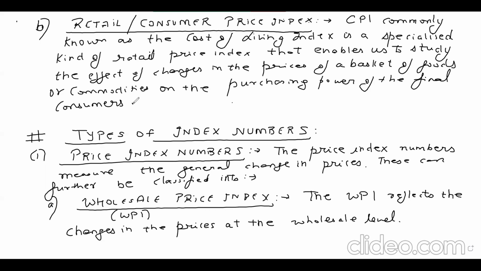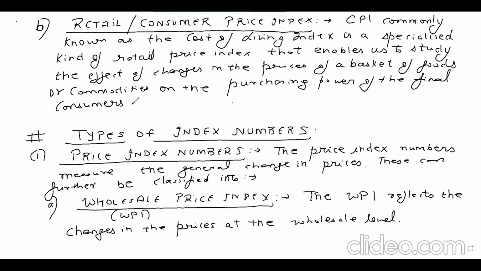Wholesale price index is when you are just looking at the price at the wholesale level. But consumer price index captures the changes in prices at the retail level. Retail level is when the product or the good is finally sold to the consumer for final consumption.